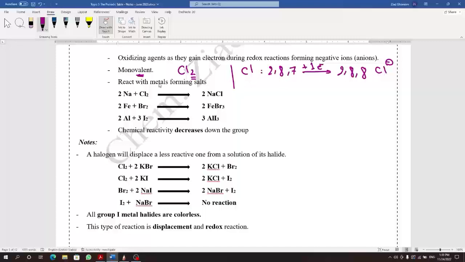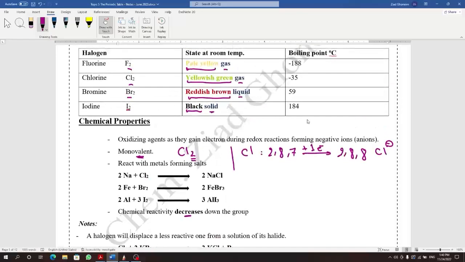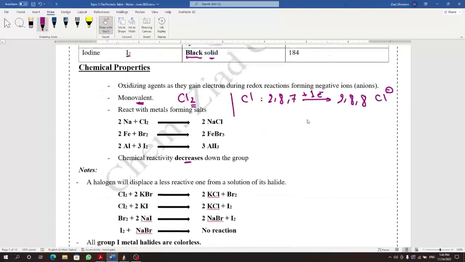They react with metals, forming salts. Sodium and chlorine form NaCl. Iron and bromine form iron bromide. Aluminium and iodine form aluminium iodide. The chemical reactivity decreases down the group. So the most reactive nonmetal is fluorine, and as a matter of fact, it's the strongest nonmetal of them all.